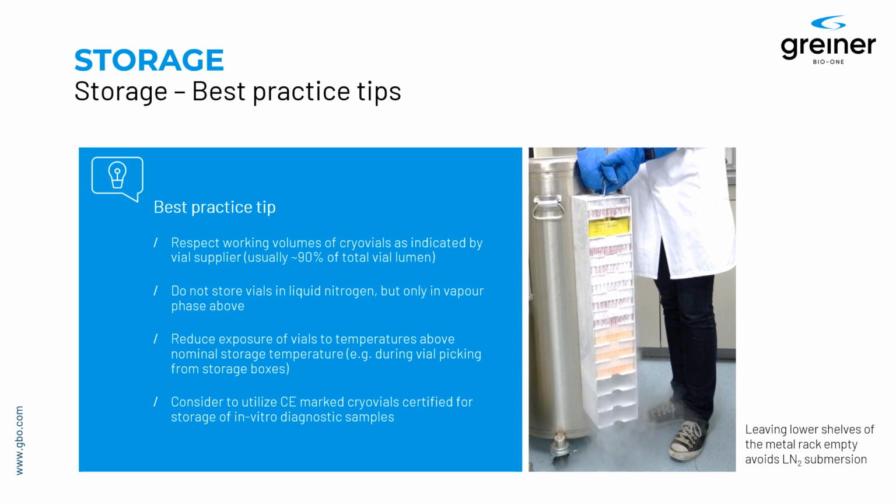On the right-hand side, you see a very basic and simple trick for how to store in the vapor phase. The metal rack, which contains the different racks and cryovials, stands on the bottom of the liquid nitrogen tank, where also the liquid nitrogen is. So just keep the lowest shelves empty. Don't put any racks and vials into these shelves, and then you are safe, and your samples will never be in the liquid nitrogen.